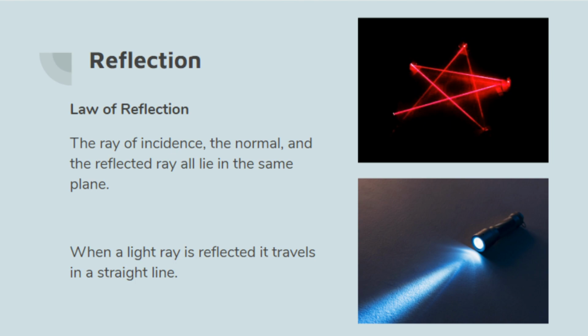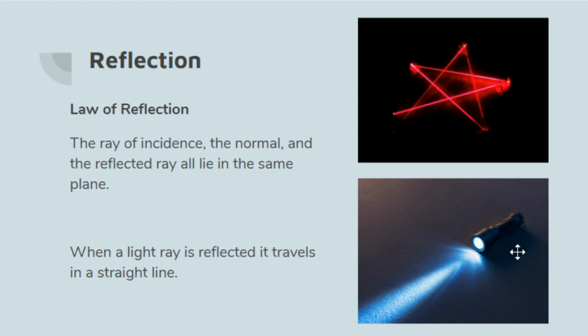What this means in simple terms, we'll explain that more in a second, is that when a light ray is reflected, it travels in a straight line. It doesn't waver, it doesn't go up or down, it doesn't go side to side. It goes straight, and then the light that is reflected is on the exact same plane.